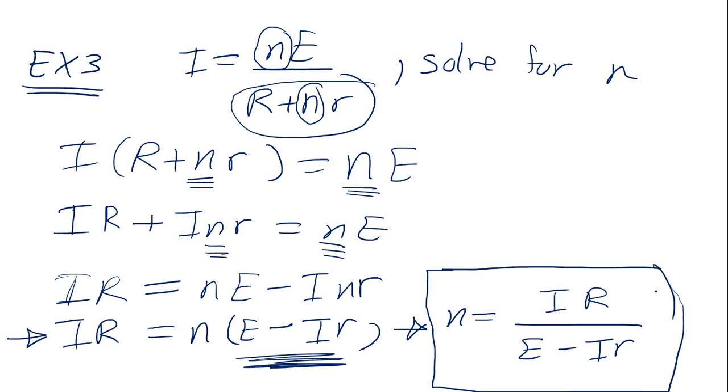And of course, there's more than one way to write this. If you worked it differently, you might get IR minus E, the negative of that, or you might have gotten a different order of multiplication. It's all really the same, basically. Okay, example.